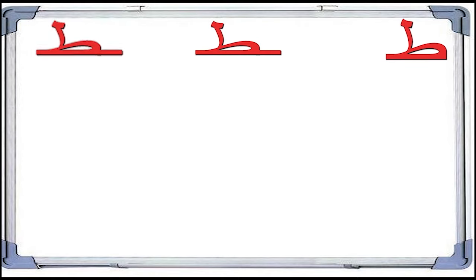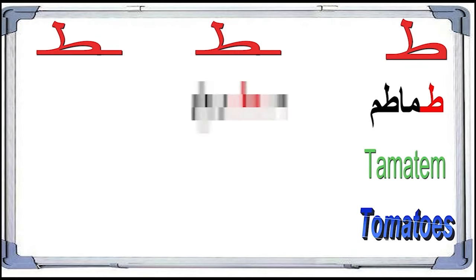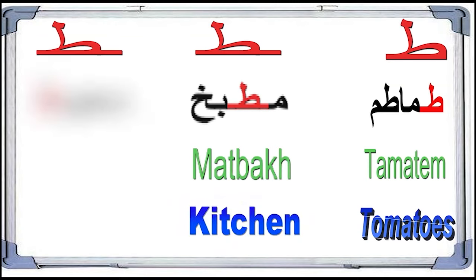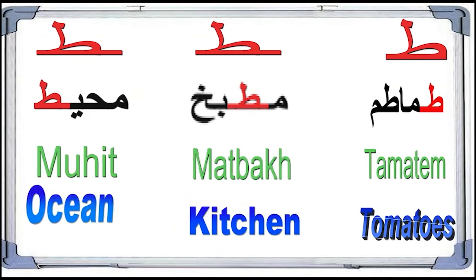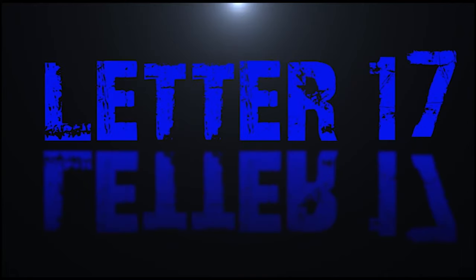Taa. Taa in the beginning, taa in the middle, taa at the end. Examples: tomatoes, kitchen, ocean. Letter number 17.